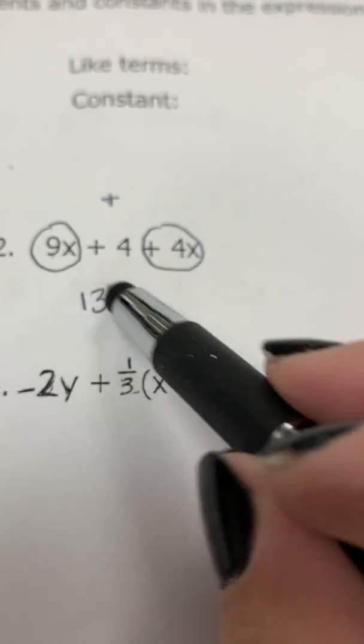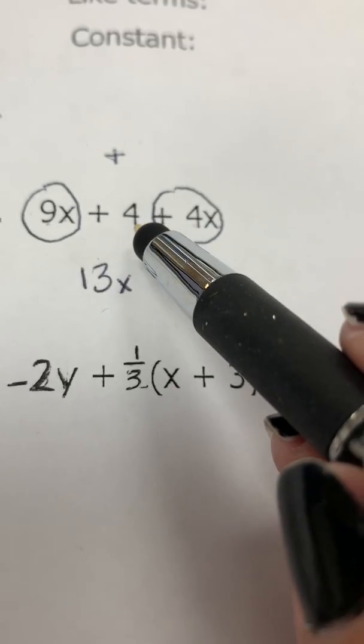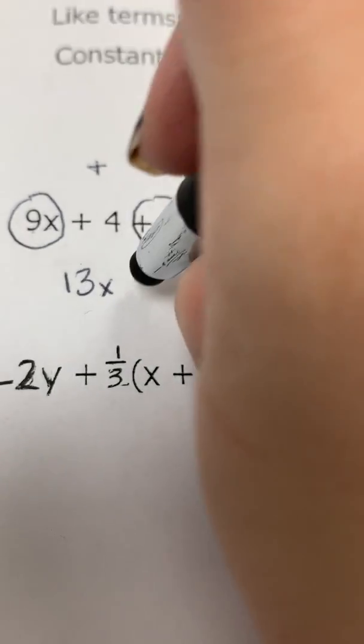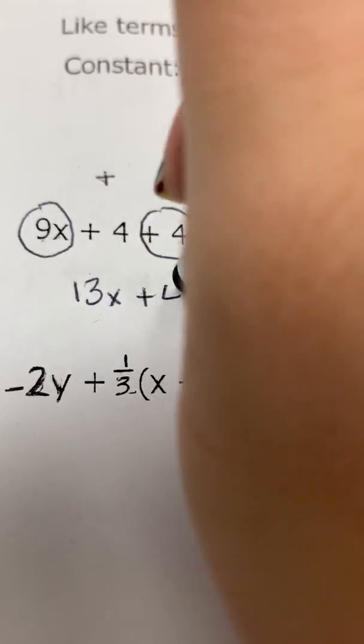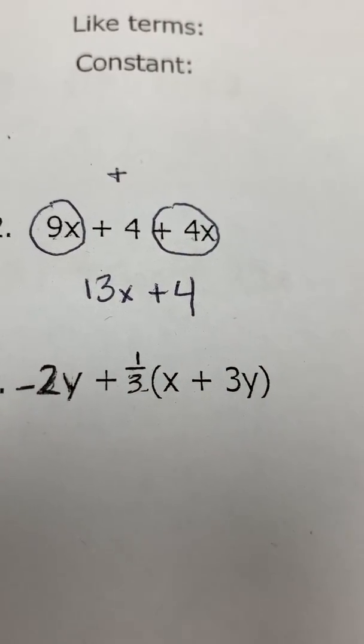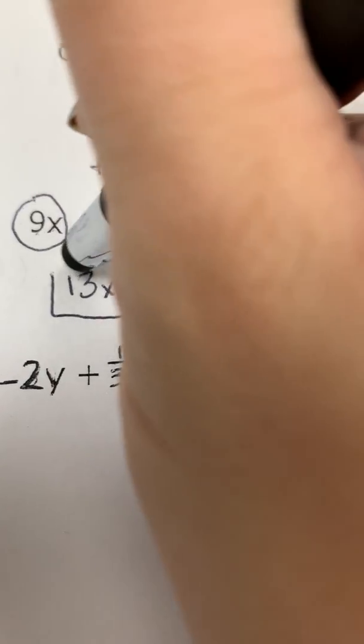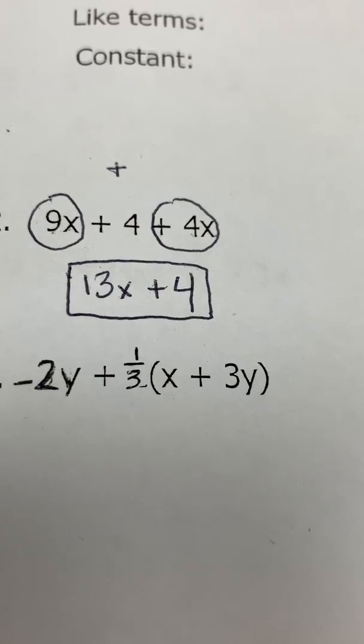The variable term should always come first and then the constant. There's only one constant here, so it can't be combined with anything else. So I just write plus 4. Those are not like terms. This has an x, this does not. So that's the final answer.